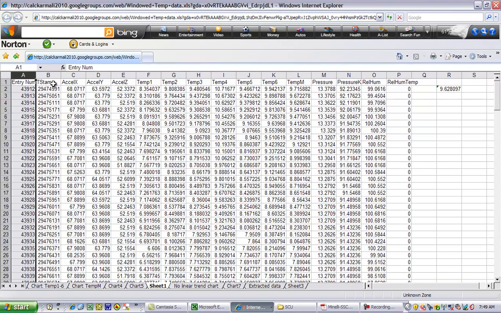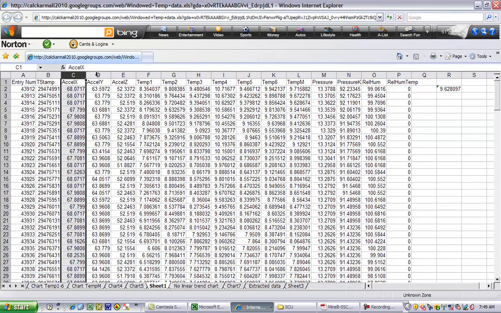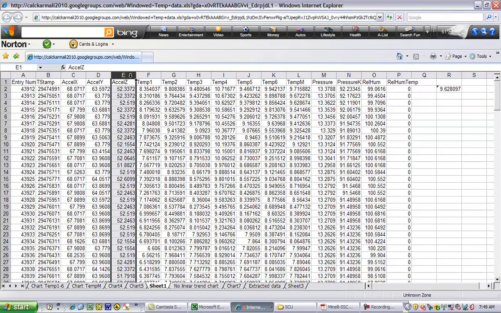And just to go over some of the variables that they've collected data for, okay. So there is your timestamp. T-stamp is timestamp, okay. Then you've got acceleration X, acceleration Y, acceleration Z. So those are your three accelerations.